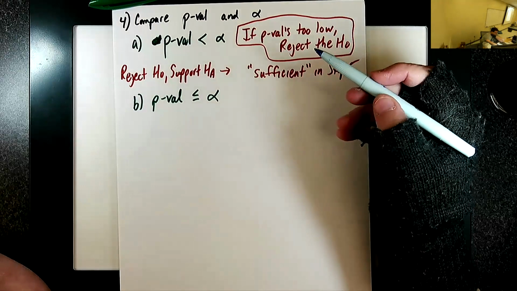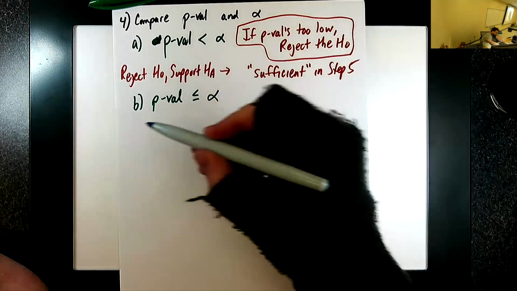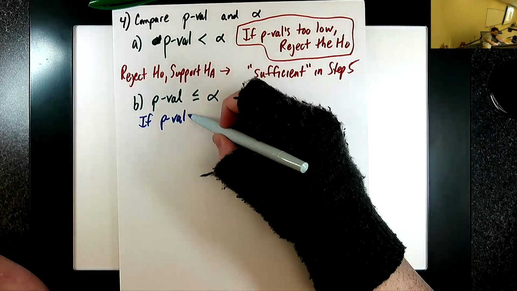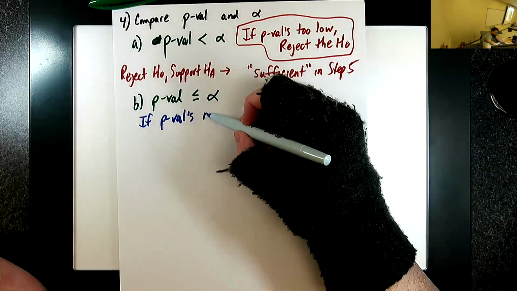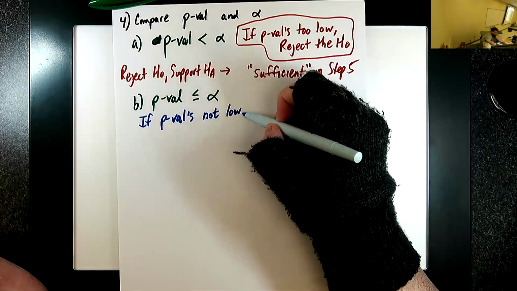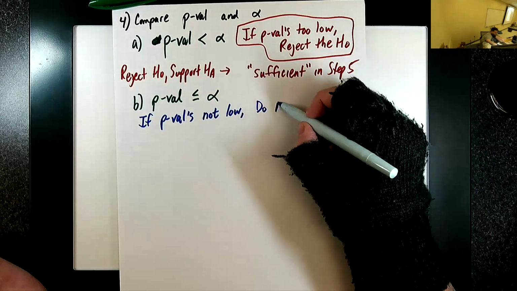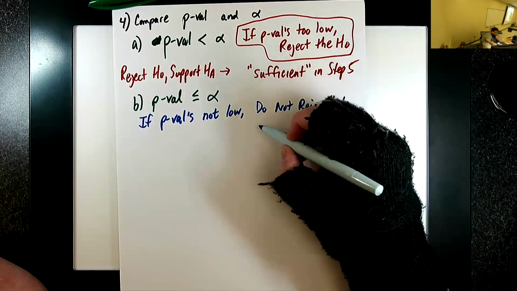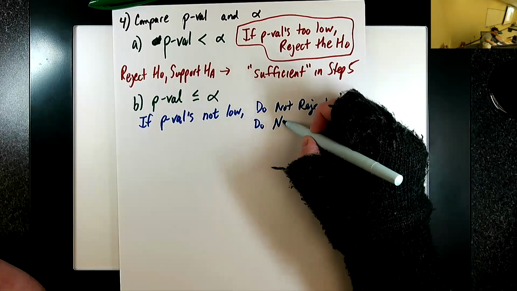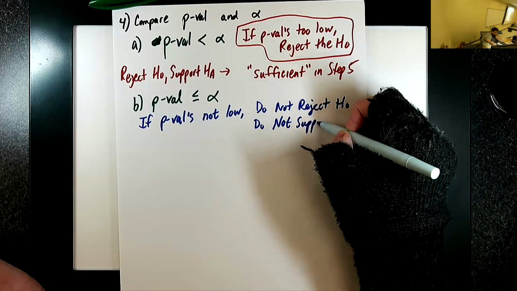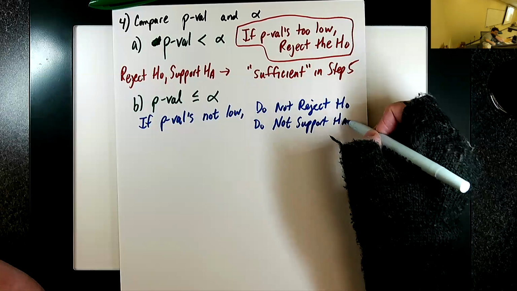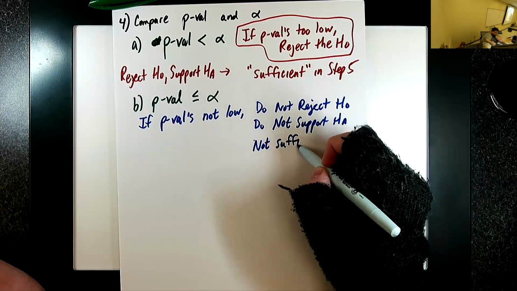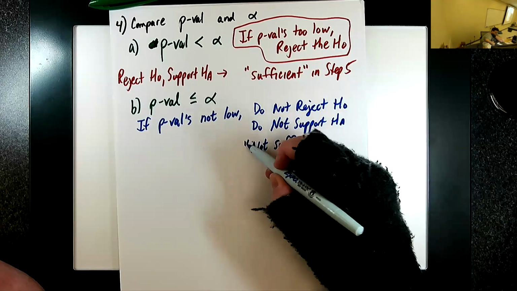Now the other one, I think the easiest way to do it is if p-val's not too low. If you've memorized the first one, this just follows along with it. Not too low. We do not reject H naught. We do not support HA. And there is not sufficient evidence in step 5.